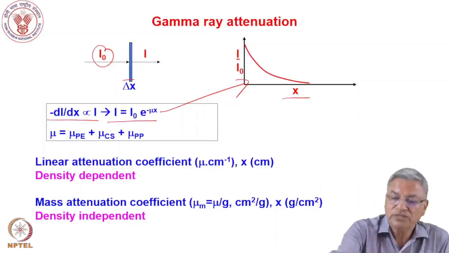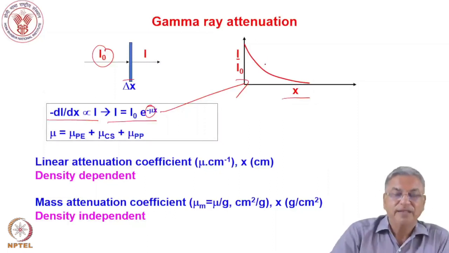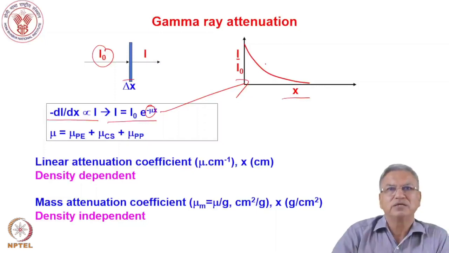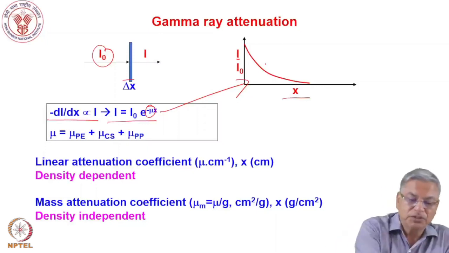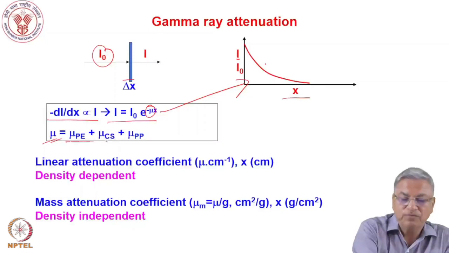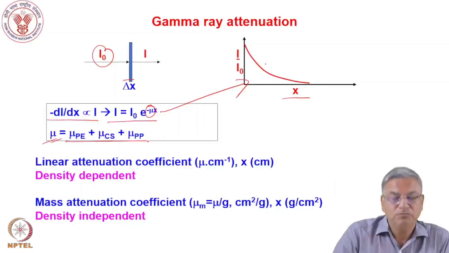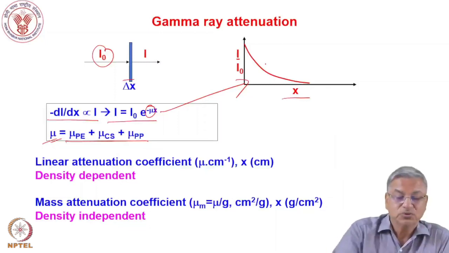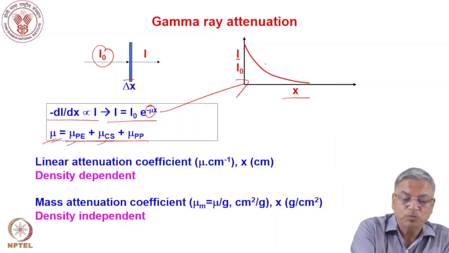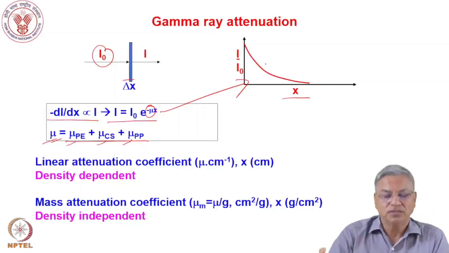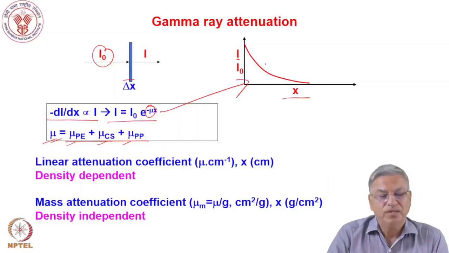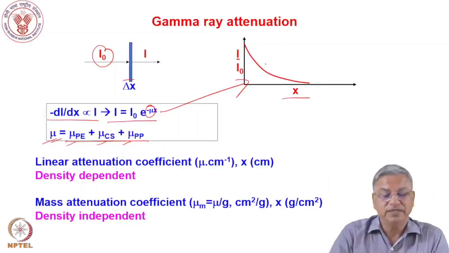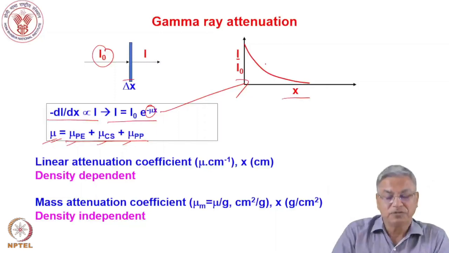And so you can get this mu from here by fitting this equation, and that mu is the total. So we are not trying to break them up, but this mu, whatever we get, is a sum of the three attenuation coefficients. The mu is called the attenuation coefficient. How does the gamma ray get attenuated? So mu photoelectric effect, mu Compton scattering, and mu pair production, the sum total of this is the total attenuation coefficient. Now see, we define two types of attenuation coefficient.